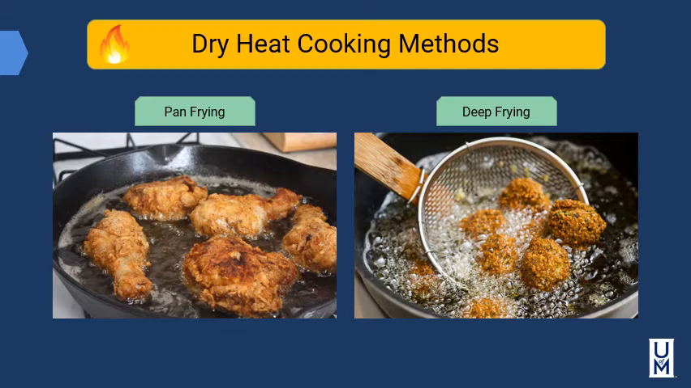This can be done by the swimming method or the basket method of putting food into the fryer. The swimming method is just literally what it sounds, allowing the food to swim around in the oil freely. The basket method contains the food in a basket, which allows it to be easily removed instead of having to use a skimmer or a spider.